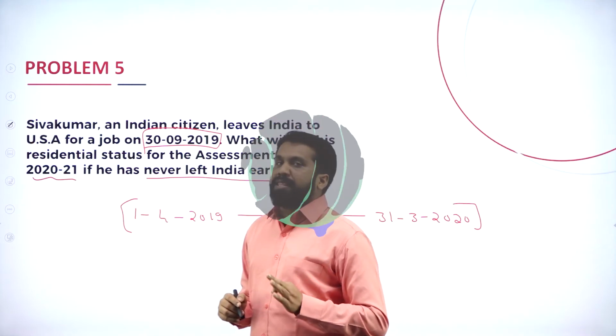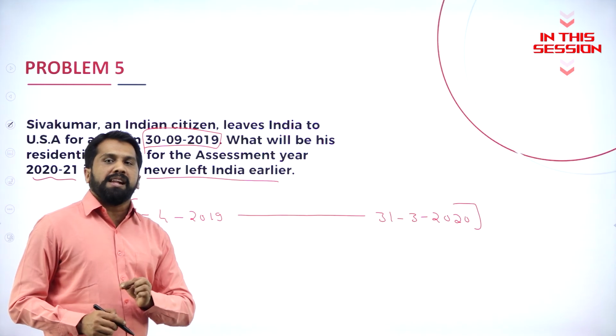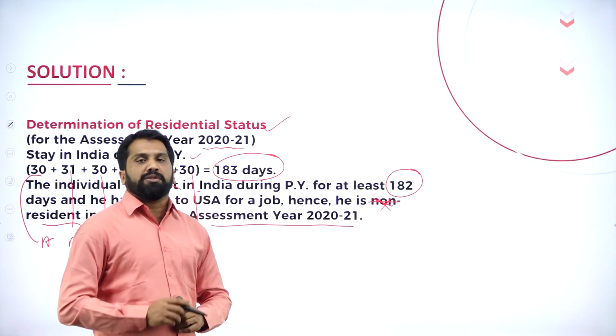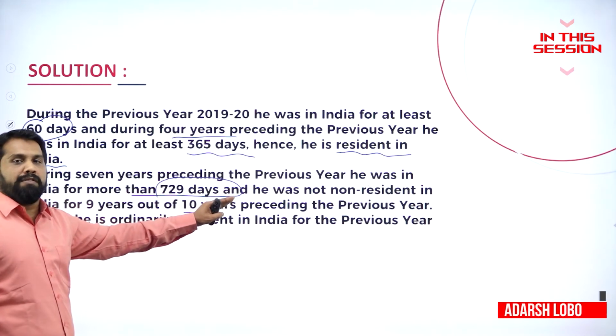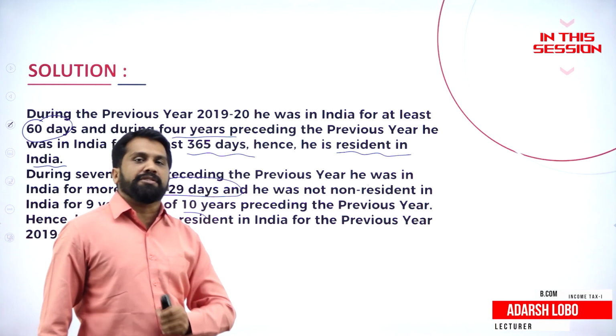For every problem, the assessment year is 2020 and 2021. If it is less than 182 days, then we should call him a non-resident. If the basic condition is fulfilled, it means 90% they will fulfill the additional conditions also.